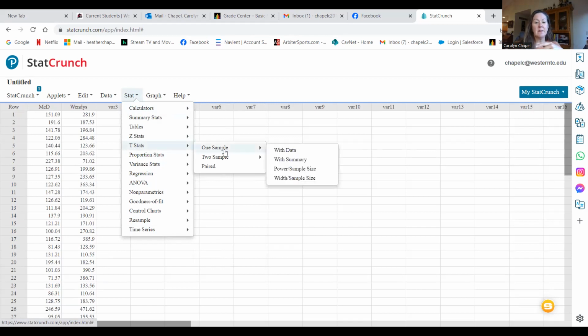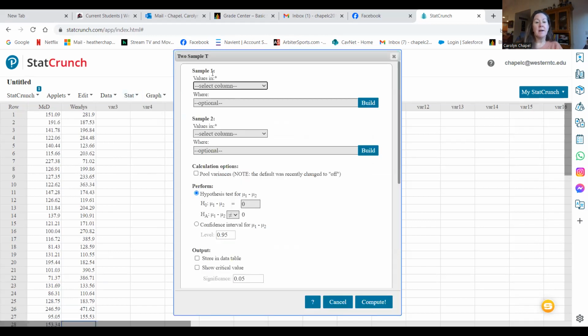Okay, this is not a one sample because we do have two different samples. They are not paired because they're not a matched pair. This is just your simple two sample test. And we do have data. We don't have all the information, so we'll get this data. My sample one is in the column McD.